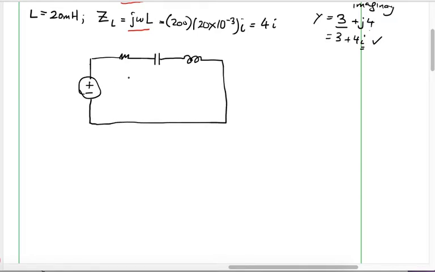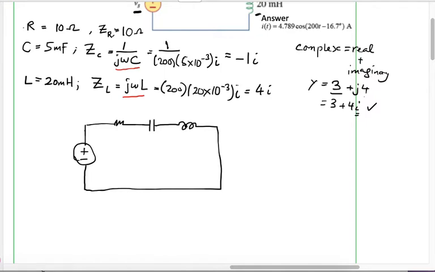Okay, so by seeing this, you can see that this is your ZR, this is your ZC, and this is your ZL, and this is your supply, that is Vs, and that's it. And you want to find this Is here. What is the current flowing into this circuit?